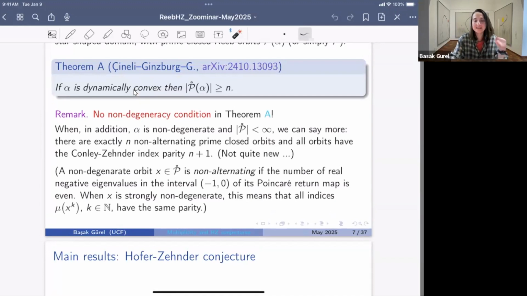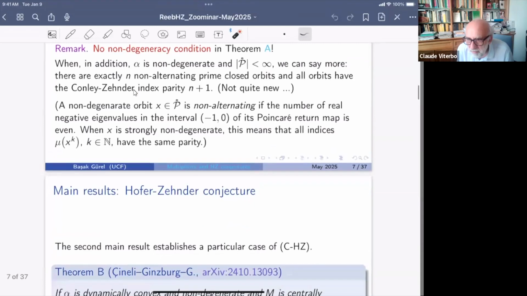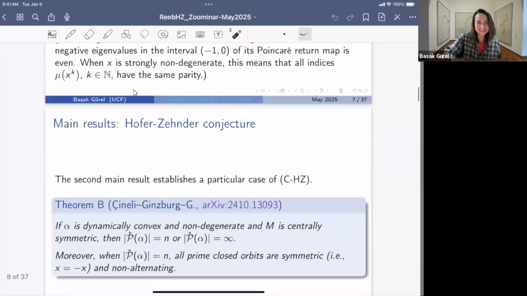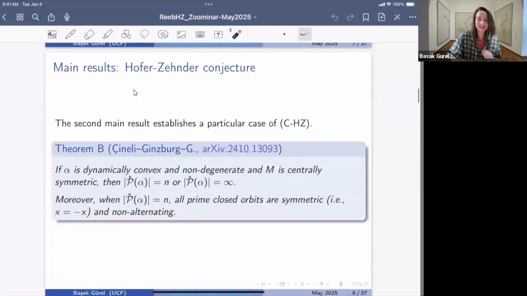But I'm just saying that there would be n non-alternating prime closed orbits. Like n of them will have this property. But there could be more. But the other ones would be alternating. Okay, thanks. I got confused, sorry. Okay, so let's go ahead.